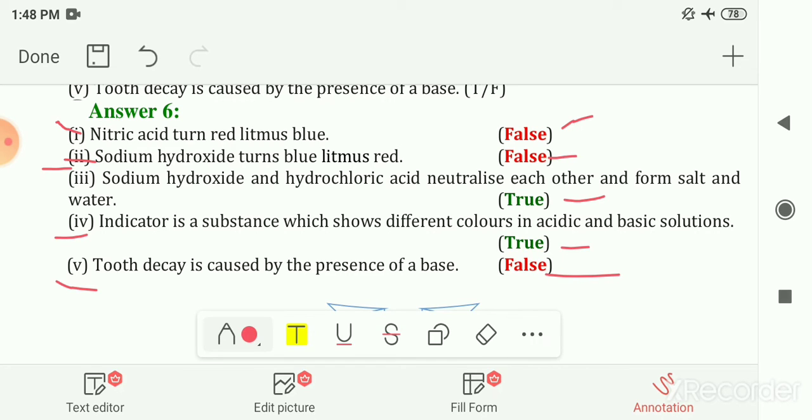Tooth decay is caused by the presence of acidic substances which are formed by the bacteria present in our teeth. So that's why doctors tell us to clean our teeth regularly. So that's why we can say that acids are present in our body also.